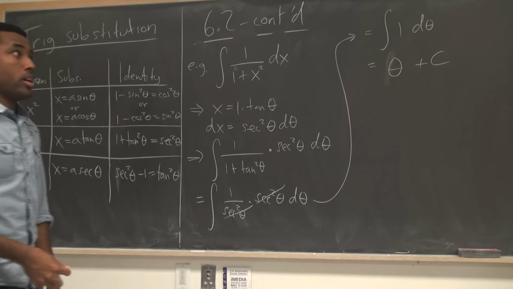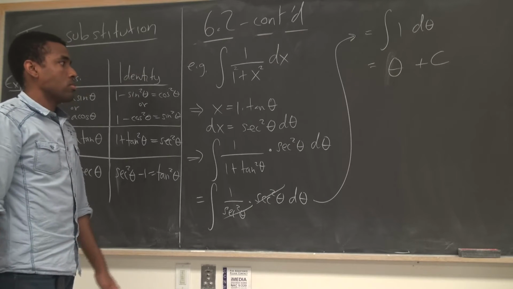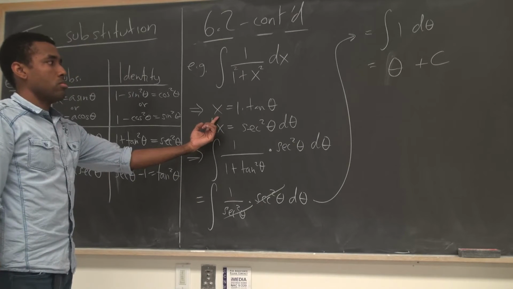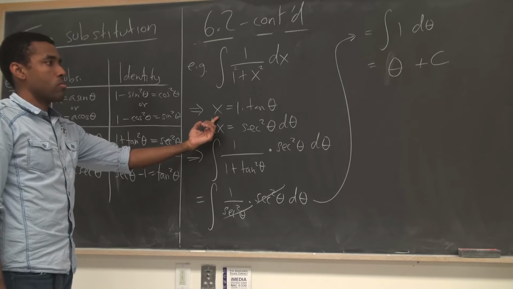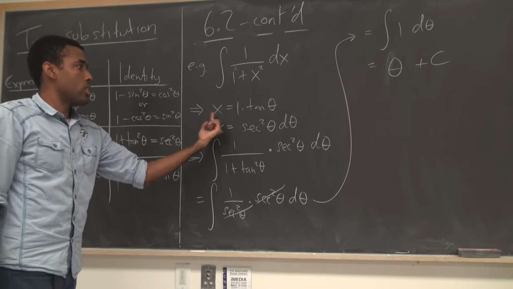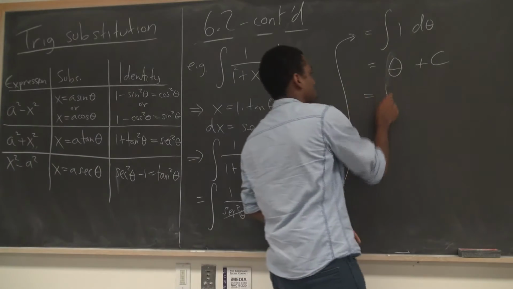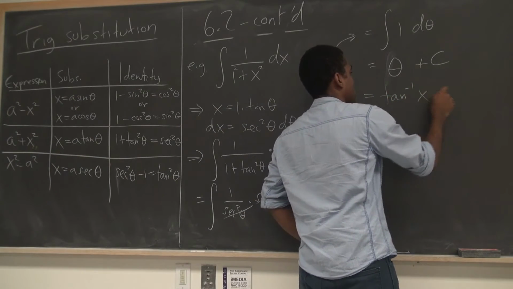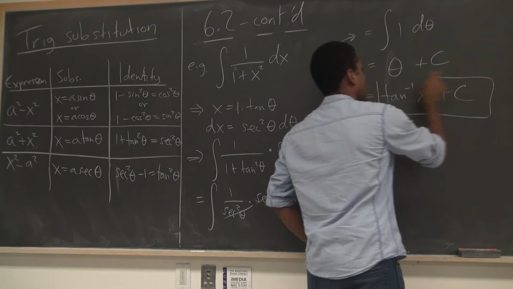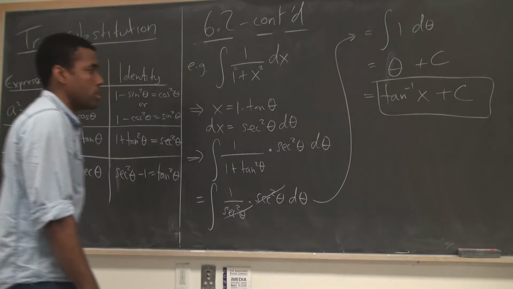And what's theta? You have to figure it out using the triangle. No, we don't need the triangle in this case. It's arctan of x. Just arctan, right? You have x equals tangent theta, you solve for theta by taking the inverse tangent. And so that's how you get tan inverse x plus c.